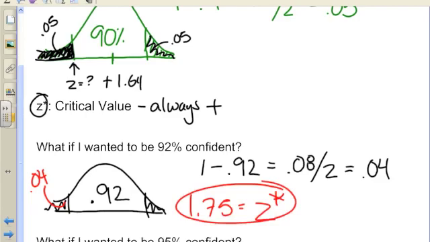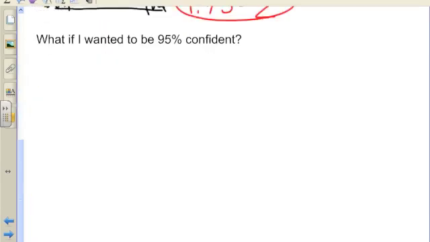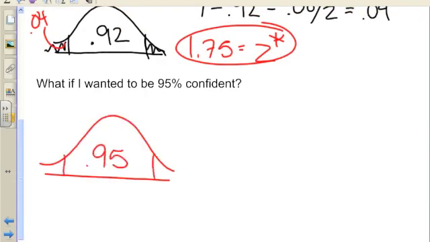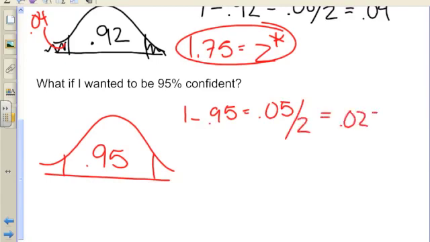What if we wanted to be 95% confident? Well, I know you're thinking that's 2. We know that already. Well, let's check it out. I'm going to find out that I've been lying to you this whole time. So I put 95% in the middle. I subtract that from 1. That means I have 5% left over, or 0.05. I have to split that between the 2 tails. So that's 0.025. So right here in the tail, 0.025.